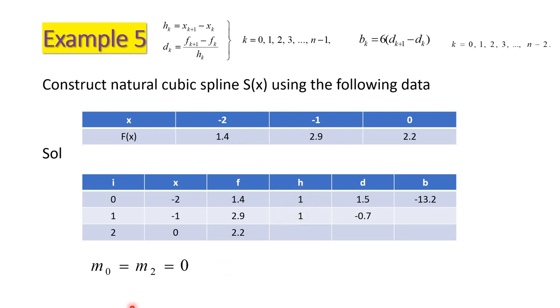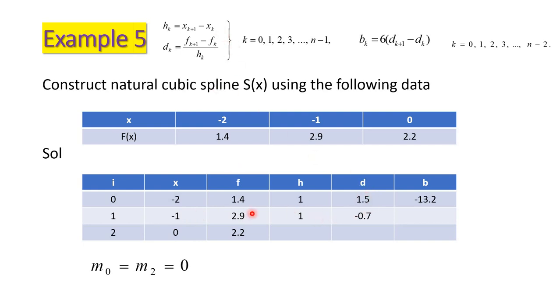Calculate the h, exactly x(k+1) minus xk. So this is h0, which will be x1 minus x0. Let me take the x at the bottom, deduct the x on the top. So negative 1 minus negative 2 becomes 2 minus 1, which is 1. And then h1 will be x2 minus x1. So 0 minus negative 1, we have positive 1.